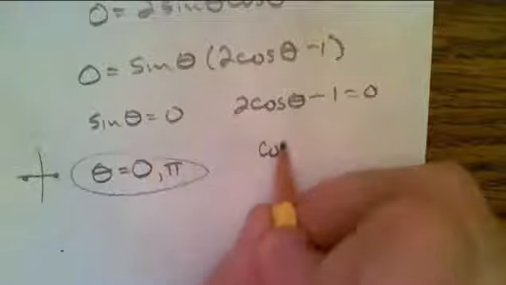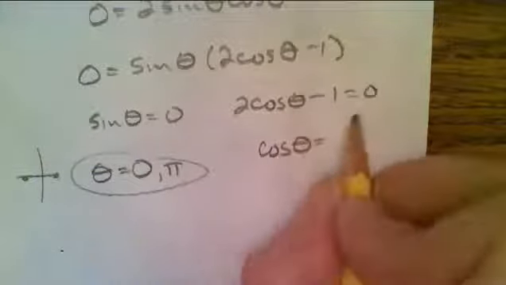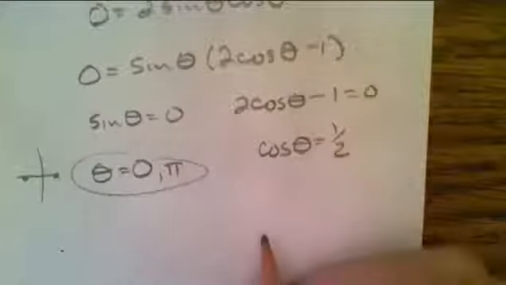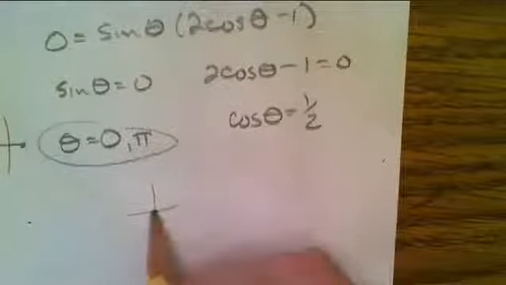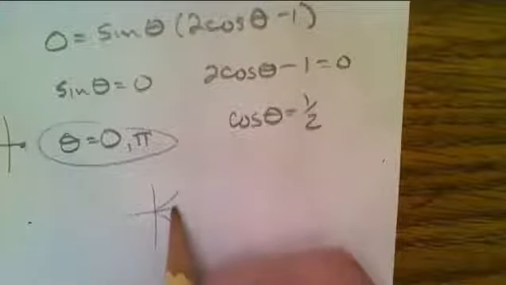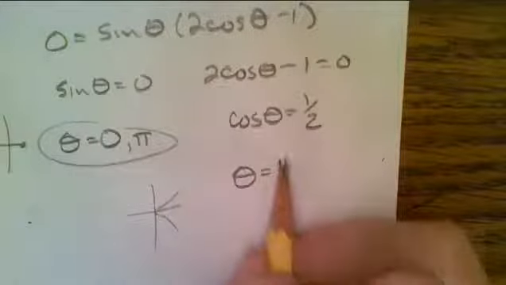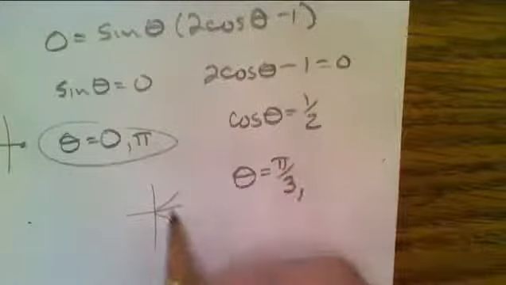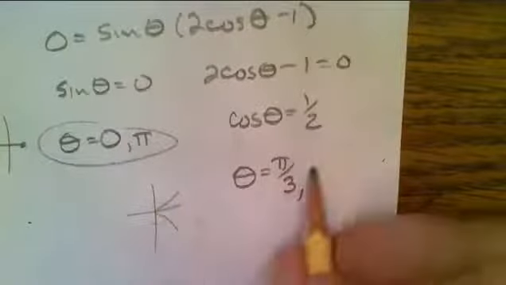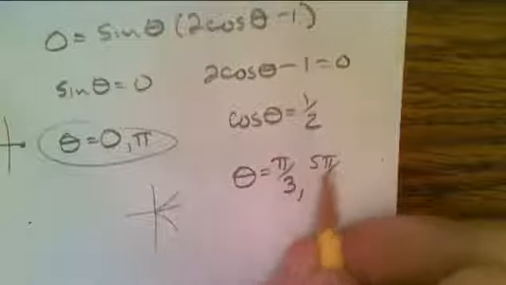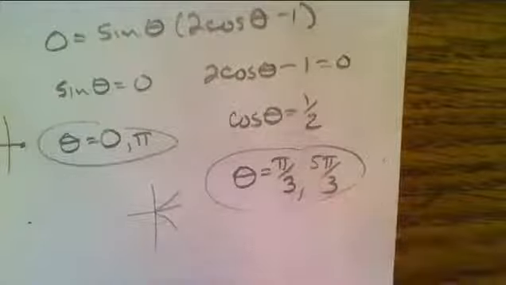Here I get the cosine of theta is going to equal, add 1 and divide by 2, so 1/2. Cosine is positive here and here. Reference angle would be pi over 3. So it's pi over 3, and if I go all the way around the circle, that would be 5 pi over 3. Those are my two answers there.